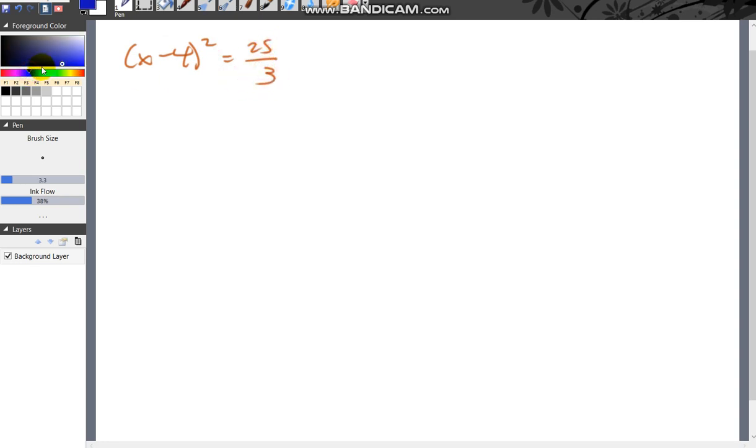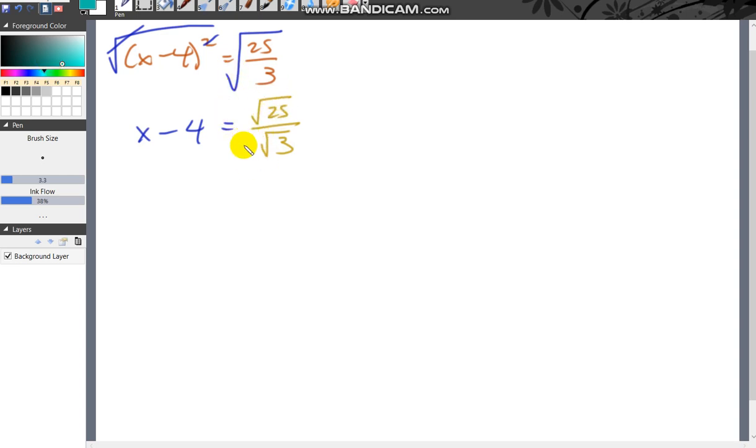So rather than starting all the way from the beginning with the completing the square part, let's just focus on the quotient property. Okay, so we have a square here. In order to get rid of the square, we need to take a square root. So when you take a square root of both sides, the square root cancels with the square. x − 4 equals, and this is where it gets a little bit interesting. The square root of 25/3 is the same thing as the square root of 25 divided by the square root of 3.